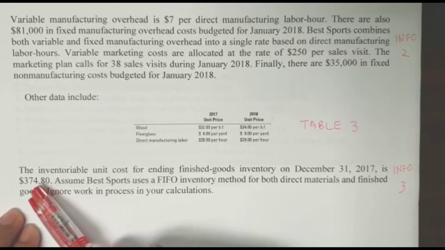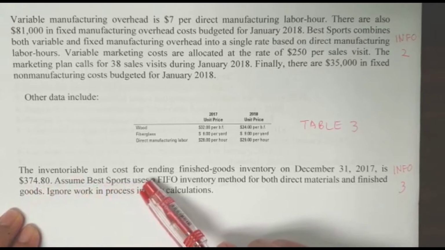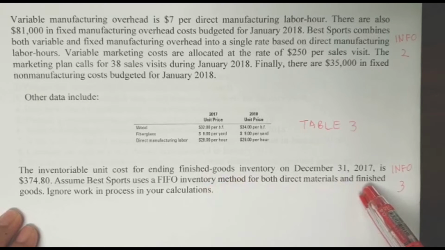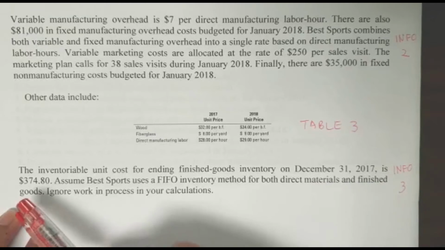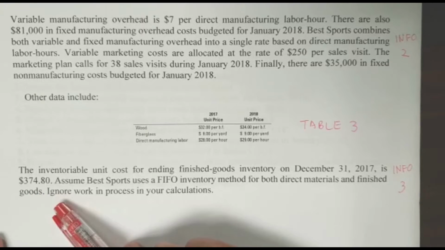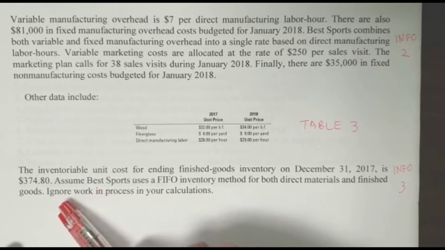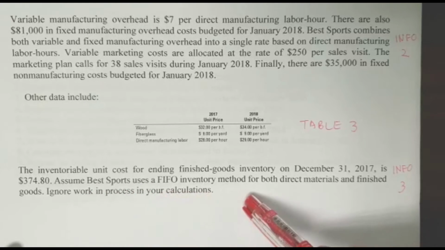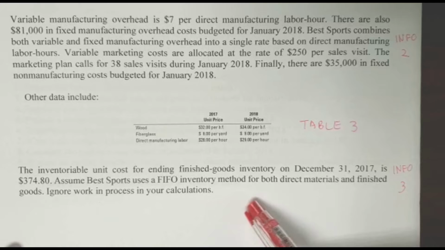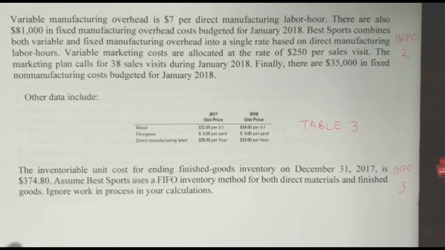Other information given is about the inventoriable unit cost for ending finished goods inventory on December 31st, 2017, which is $374.80. Assume Best Sports uses a FIFO inventory method for both direct materials and finished goods. Ignore work in process in your calculation. So this is another information given to us, and I label this paragraph as information 3.